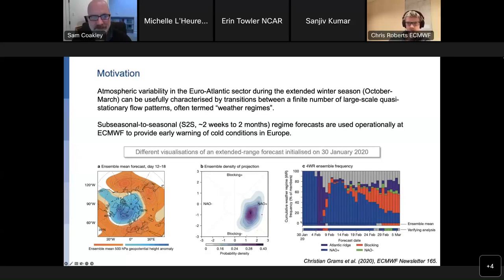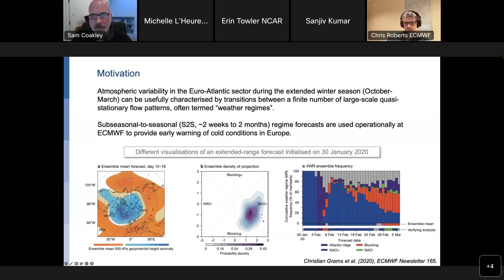These three plots at the bottom are from a newsletter article by Christine Grams and others a couple of years ago, but they're just three different ways of presenting the same forecast information, with slightly different emphasis, either on geographic information, or uncertainty, or categorical information about types of regime. So in the bottom left, you can see this is an ensemble mean forecast of geopotential height. And you can see there's a low centered over Iceland and Greenland and high in Southern Europe. So this is characteristic of what we'd call a zonal flow regime or the positive NAO.